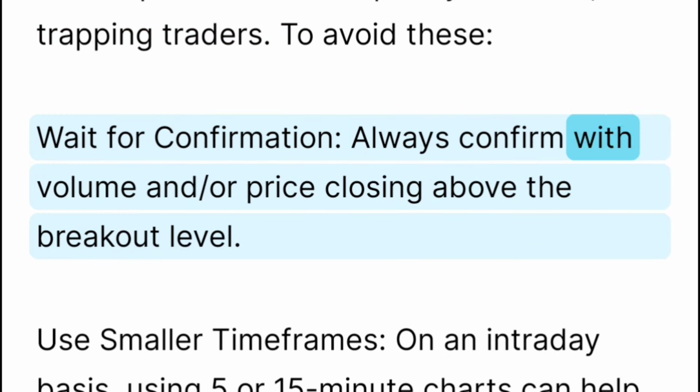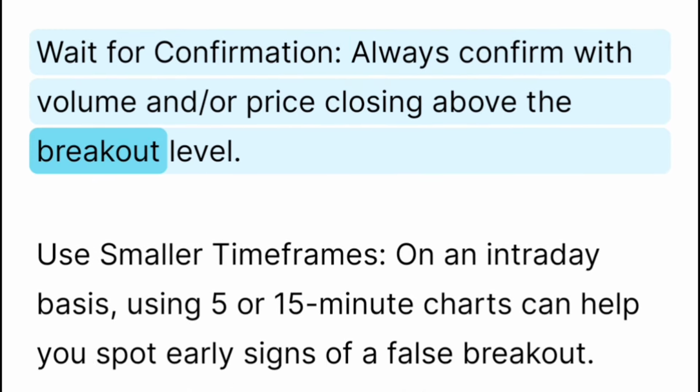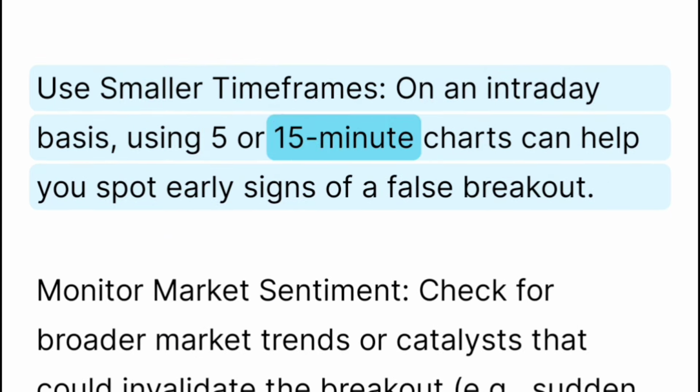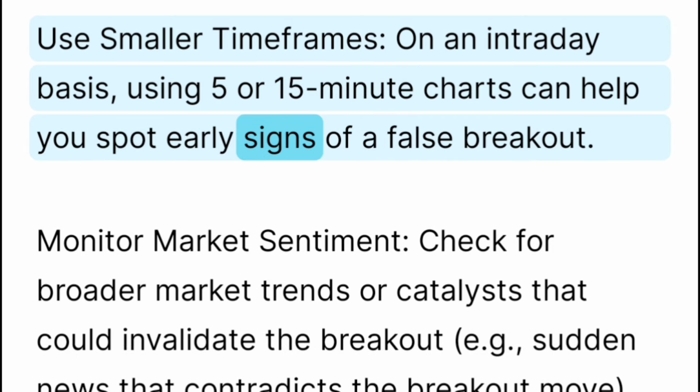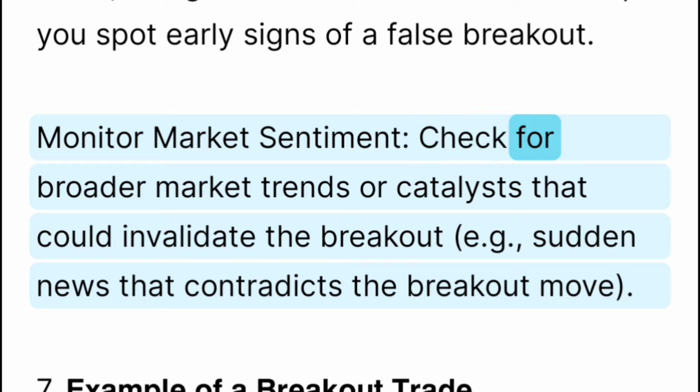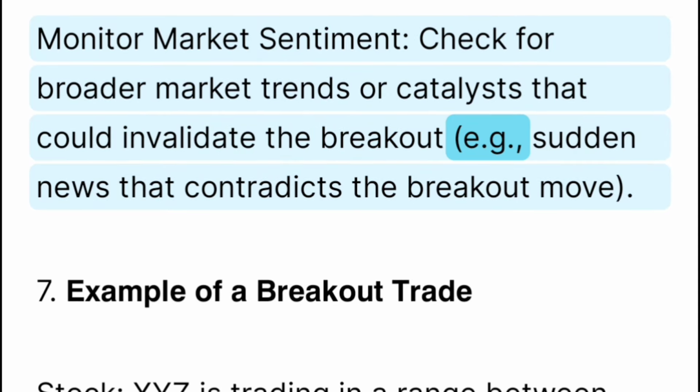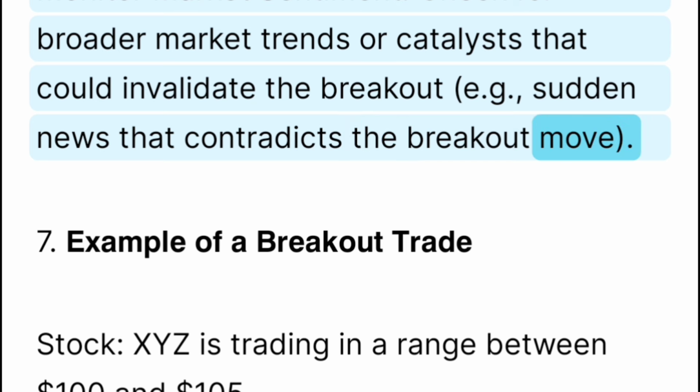Always confirm with volume and/or price closing above the breakout level. Use smaller time frames. On an intraday basis, using 5 or 15-minute charts can help you spot early signs of a false breakout. Monitor market sentiment. Check for broader market trends or catalysts that could invalidate the breakout. For example, sudden news that contradicts the breakout move.